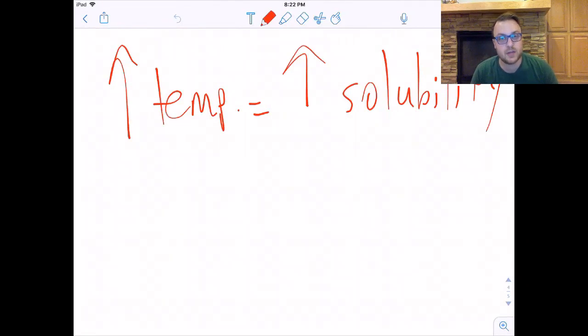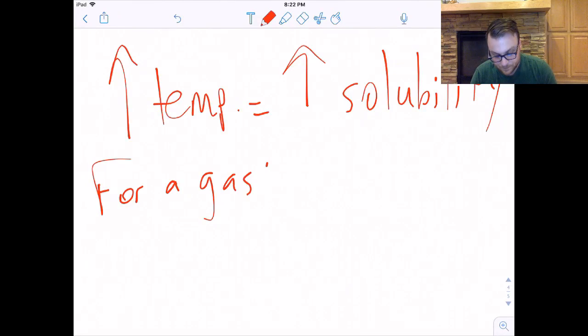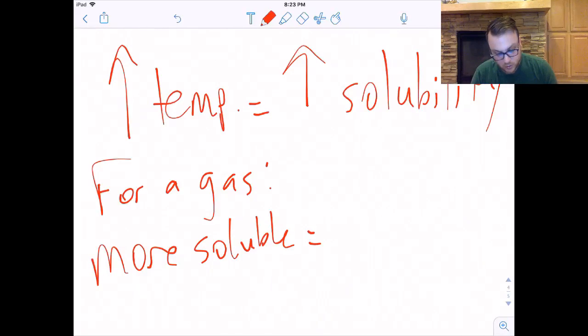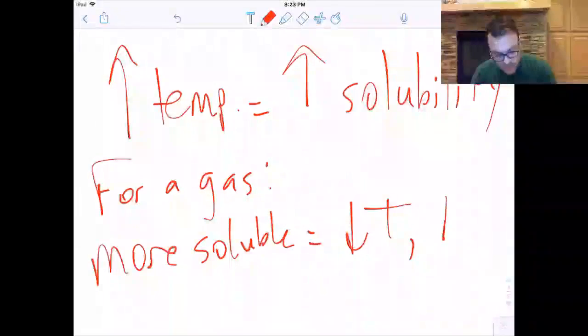However, for a gas, what makes a gas more soluble is lower temperatures and higher pressures. That is more soluble for a gas.